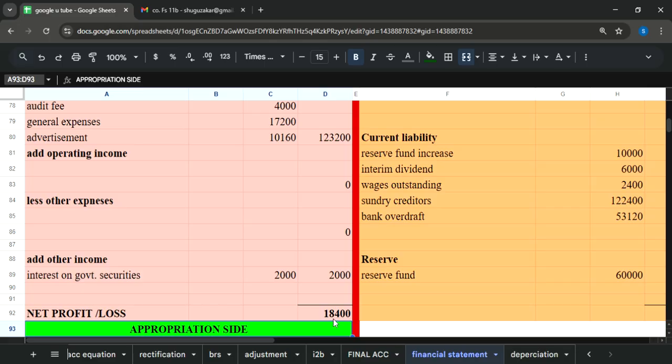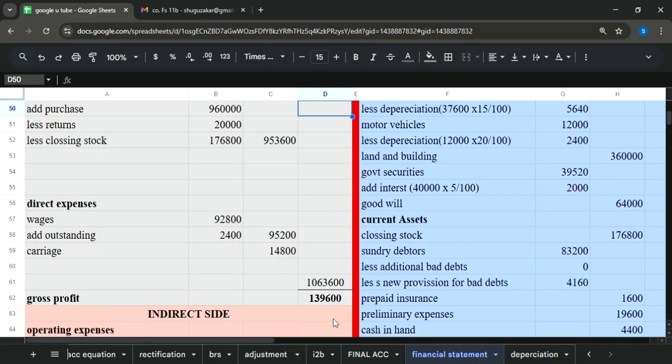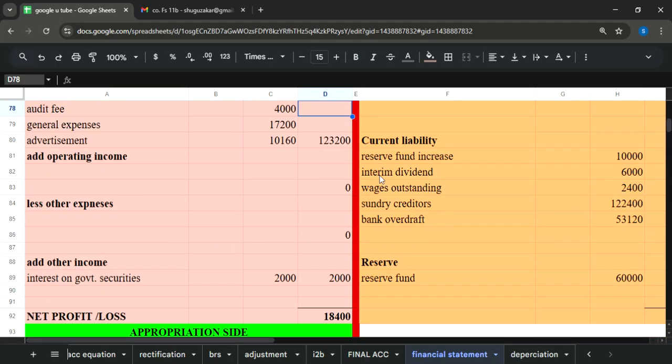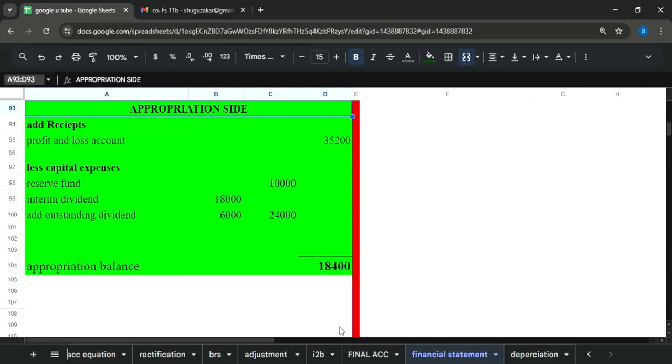What we have done: gross profit less operating expense, add operating income, less other expense, add other income. This is the net profit answer. Let's now tally this answer with the available answer in the book. Net profit 18,400 and we have got 18,400. Thankfully, 2 out of 5 parts are solved, and now we will be focusing upon the appropriation side.